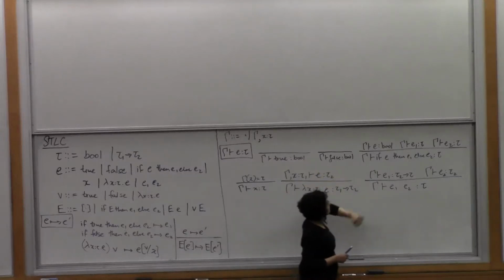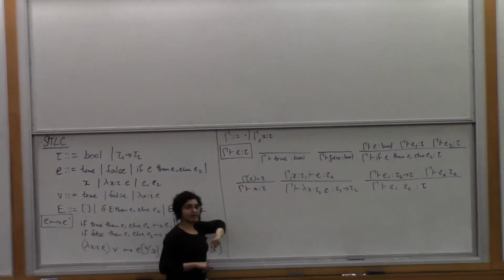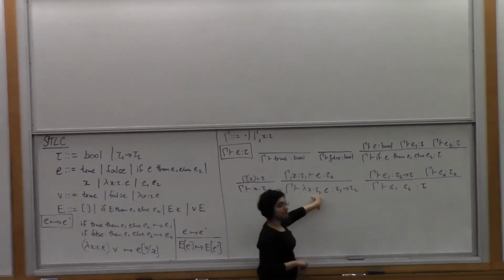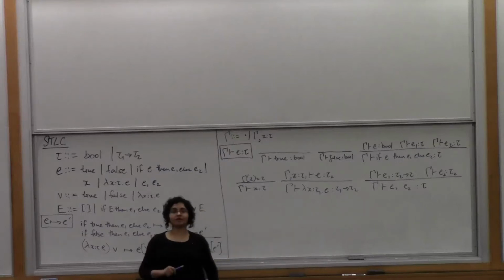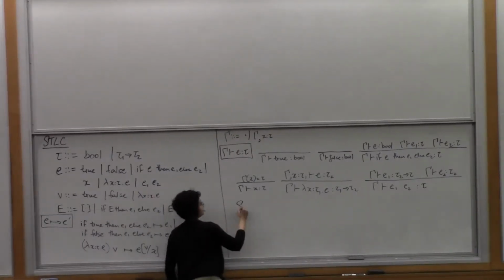So true and false have type bool, and if-then-else has the usual rule. For variables, you have to make sure that x is mapped by Γ to τ. Then there are the usual function and application rules. So what do we want to do? We want to prove strong normalization.